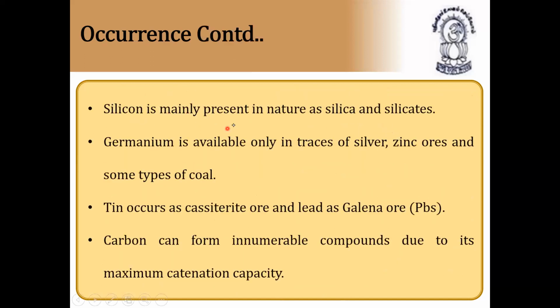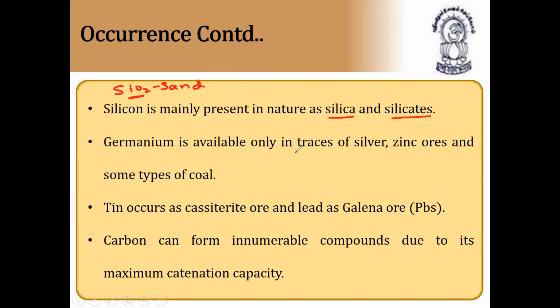Silicon is mainly present in nature as silica and silicates. So next we are going to discuss the occurrence of silicon. Silicon is the second most abundant element in the Earth's crust. It is present in the form of sand. You can see sand everywhere here. Silicon dioxide is nothing but sand only. Silica is nothing but sand.